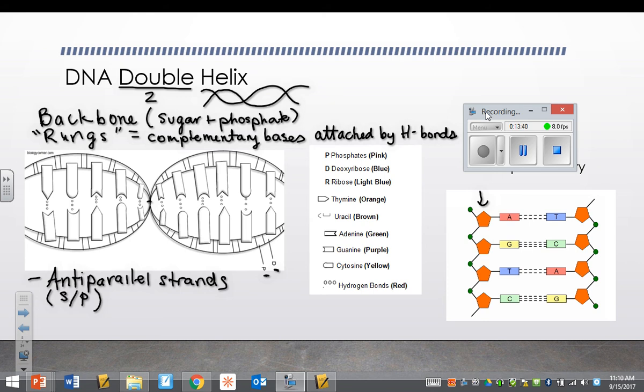Yes? It's just how many hydrogen bonds are actually forming between them. Not really, no. It's just the way that the molecule is oriented, how many attractions form between the two things. Does anybody else want to ask anything here about double helix, backbone, anti-parallel, the fact that it's complementary? No, not really, no. Okay.